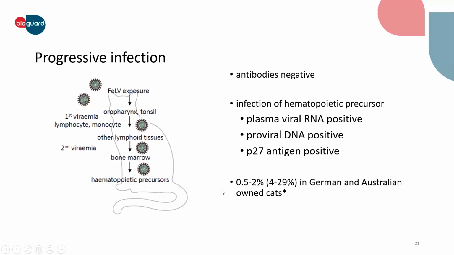to destroy all those blood cells. So at this stage of infection, you cannot detect antibody. And the plasma virus RNA, provirus DNA, and P27 antigen will all be positive in those tests. And this accounts for 0.5 to 2% of cats in the previous study.